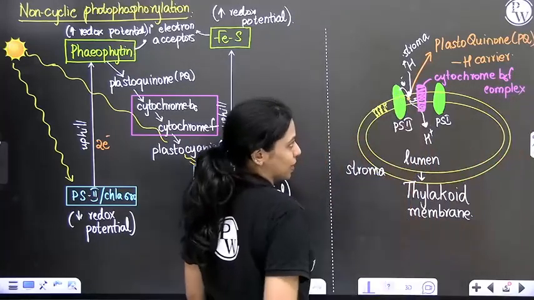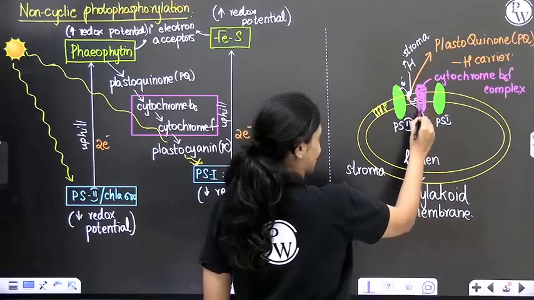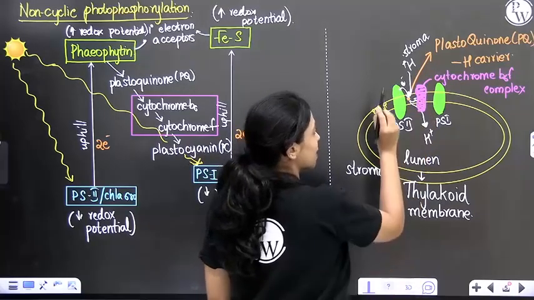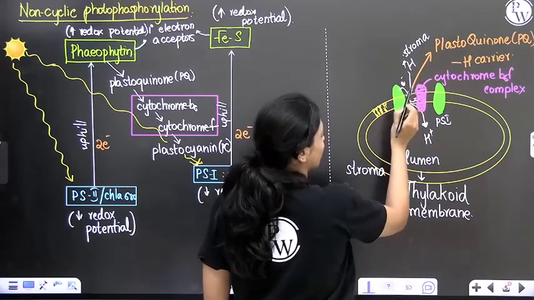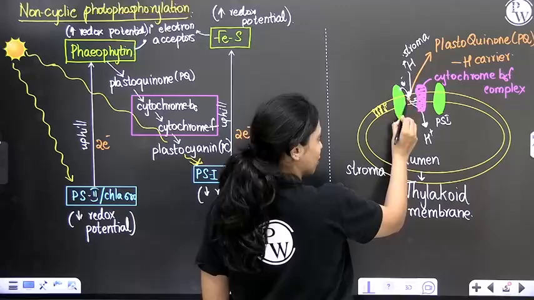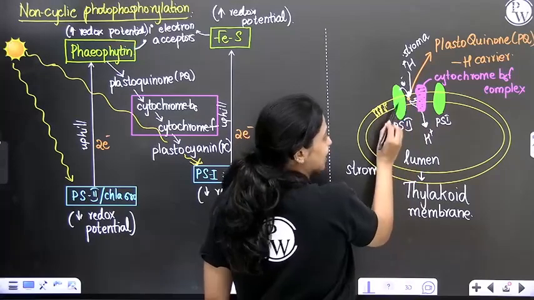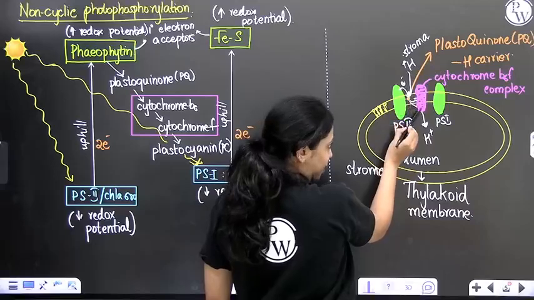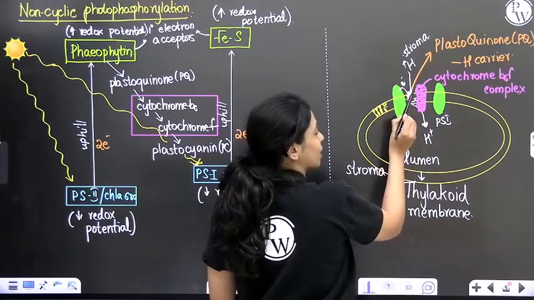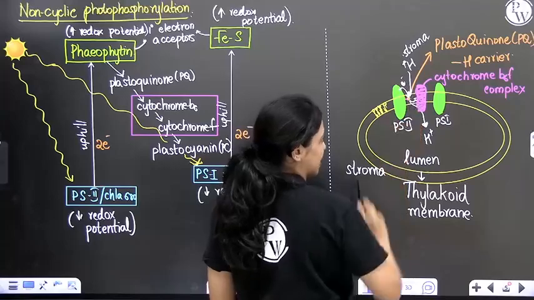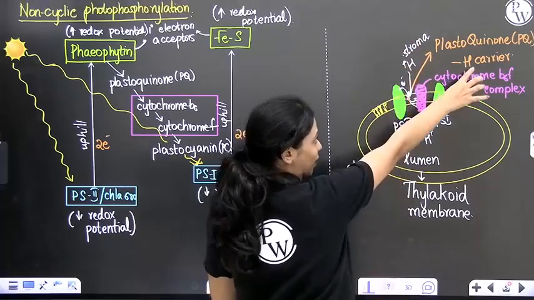Within the cytochrome B6F complex, you have cytochrome B6 and cytochrome F. So this plastoquinone will transfer the electron to cytochrome B6 then to cytochrome F. As the electron is getting transferred from plastoquinone to the cytochrome B6F complex, it would have taken a proton from here, right? It's actually a proton carrier.